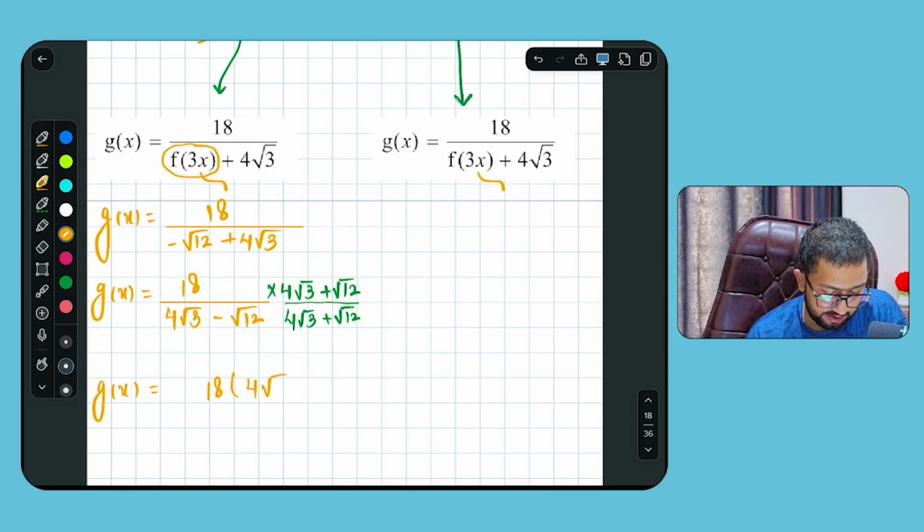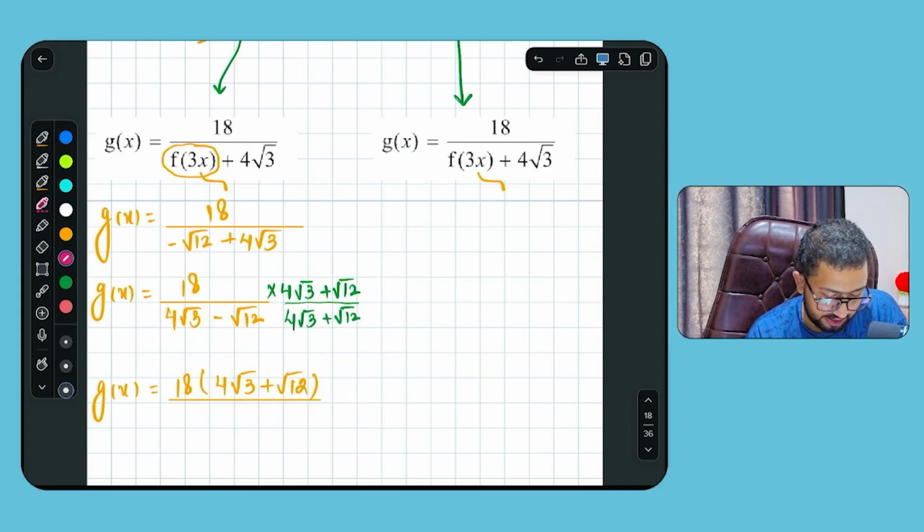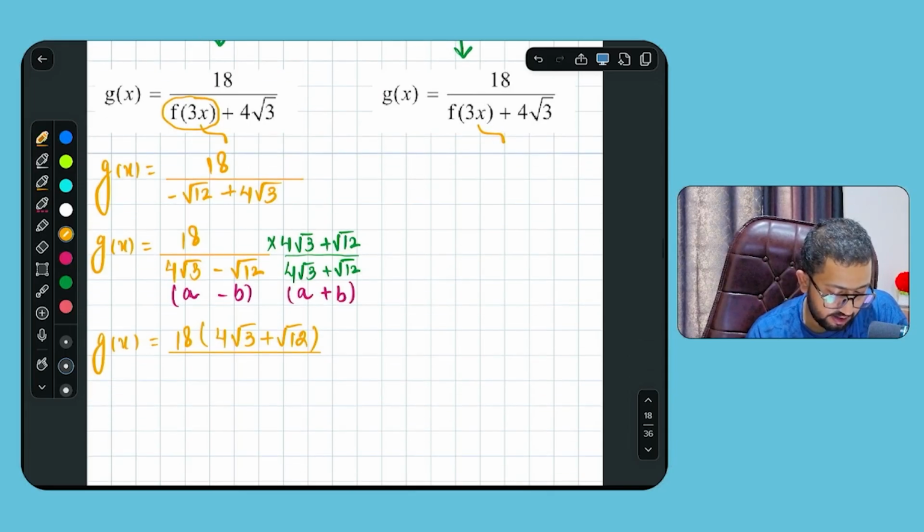So numerator will multiply with numerator. And in the denominator, you will always see there is one formula, which is a square minus b square, because that is always a minus b into a plus b.